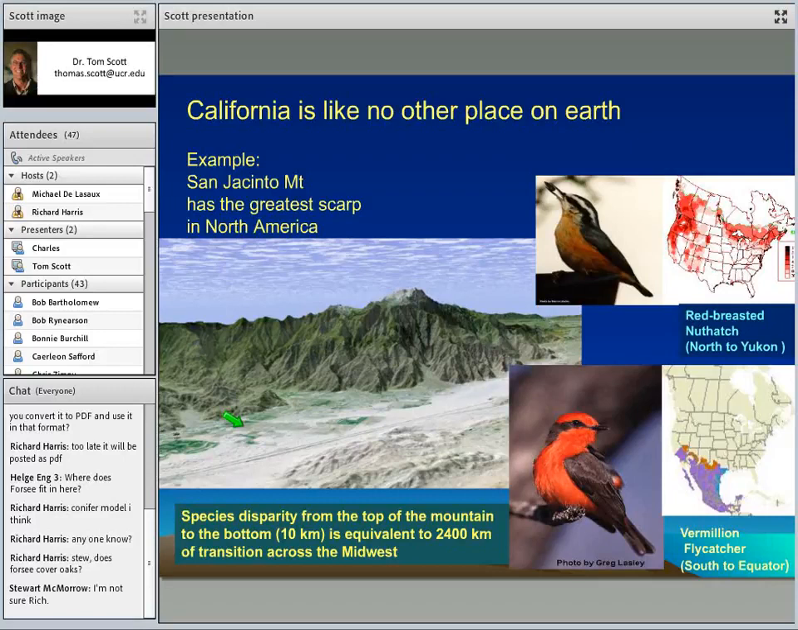On the top of the mountain, we have red-breasted nuthatch, and this is a species that goes north into boreal Canada as far as there are trees, and it finds its southern terminus on top of this mountain. At the base of the mountain are vermilion flycatchers. Now, vermilion flycatcher is a bird that goes all the way to the equator and finds its northern terminus right here at the base of these mountains in Riverside County. So what we have is, over an 8-mile stretch, a bird from boreal Canada basically in almost earshot of a bird which is from the tropics.